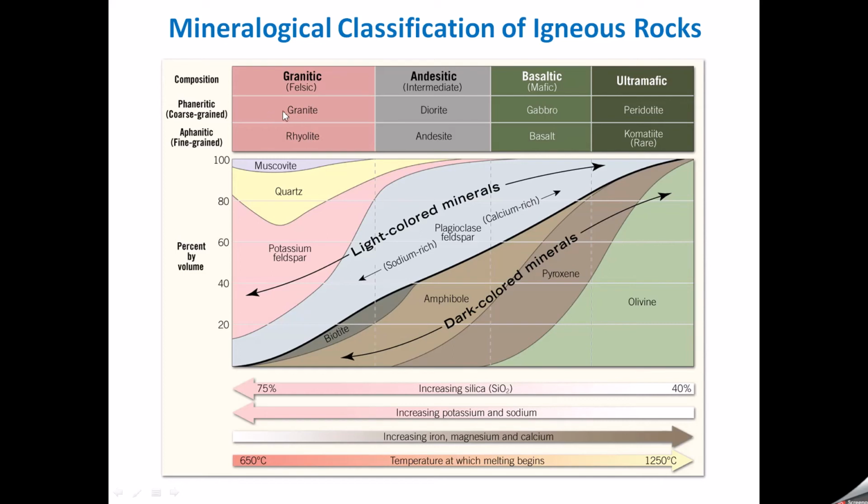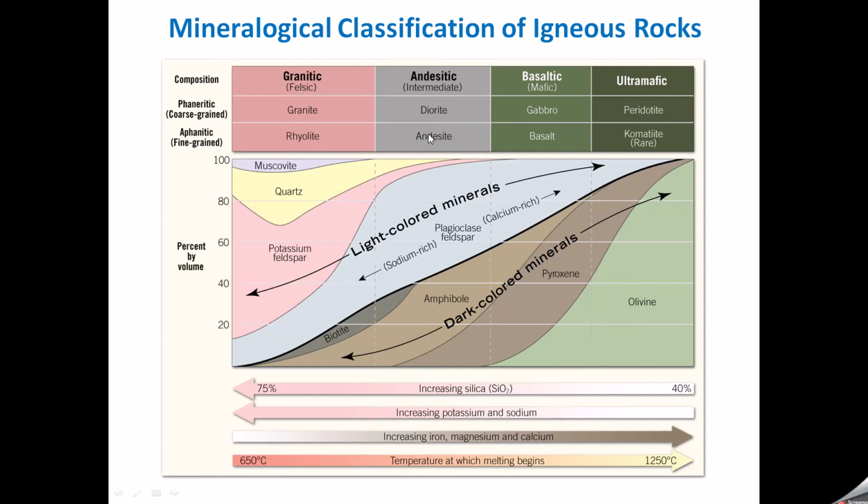Plutonic usually has coarser grains because it takes a long time to crystallize, slow rate of cooling. So the crystals will be coarse grained, and the volcanic will have fine grains, aphanitic, because at volcanoes there's a very rapid rate of cooling. The same thing for the andesitic rocks. We have diorite and andesite. Diorite, coarser grains, andesite, finer grains.